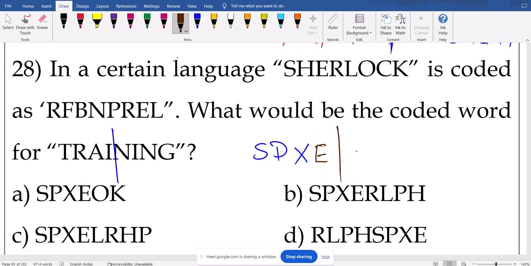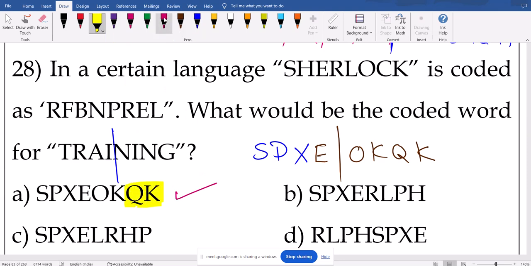Then plus 1, plus 2, plus 3, plus 4. Option A, you complete the extra two letters, Q and K. These two you add, and option A is correct. Up to OK is available, the two letters are missed in option A. You add them: Q, K.